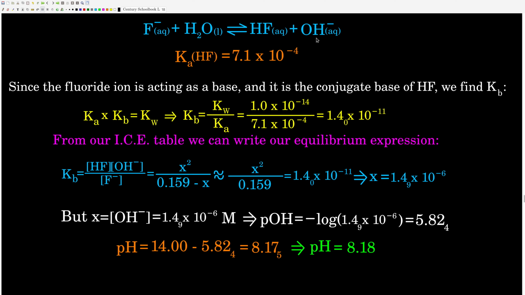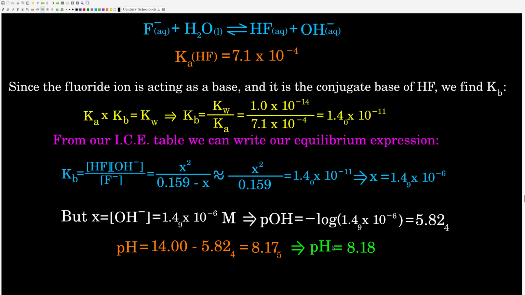Well, we have the concentration of hydroxide, which means, there's a couple ways you can go about this, but if we know the concentration of hydroxide, what I usually do if I want the pH is I get the pOH first. Negative log base 10 of the concentration of hydroxide. When I do that, I get 5.82 or so. And then all I have to do to get the pH is to take 14 minus 5.82, and I get about 8.18 for the pH.